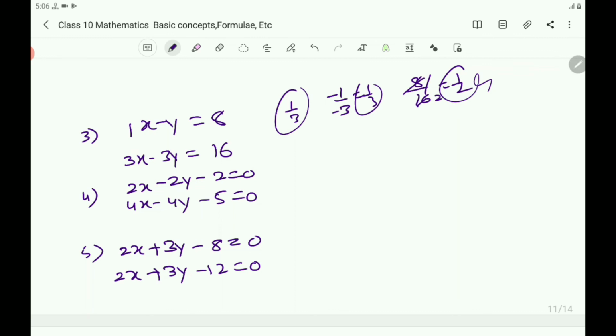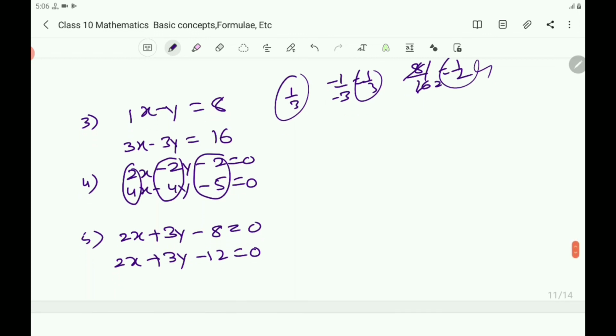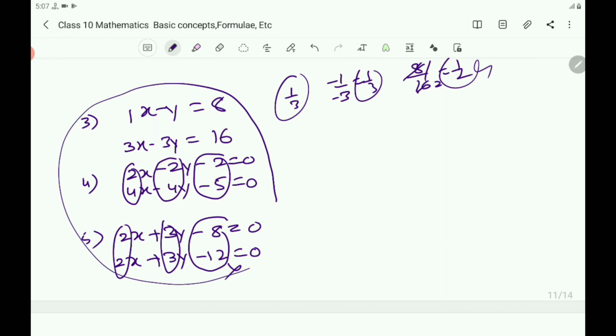parallel lines. Next let us take here 2 by 4. You will get 1 by 2, minus 2 by minus 4 also 1 by 2, but this is different. Next you take the fifth one. 2 1s are 2, 3 1s are 3, but here minus 8 by 12. Minus 8 by 12 means 4 2s are 8, 4 3s are 12, you will get 2 by 3. So this is different. So such a pair of linear equations in which a1 by a2 equals b1 by b2 and not equal to c1 by c2.